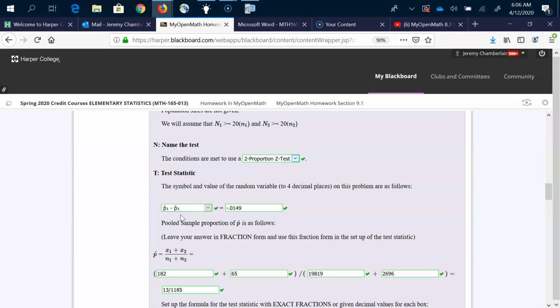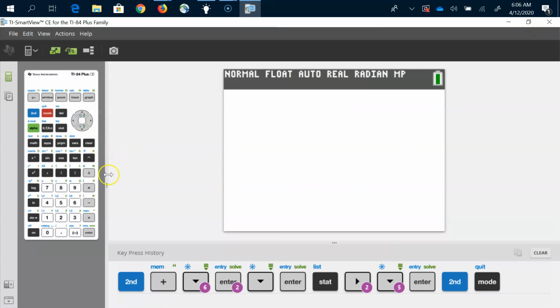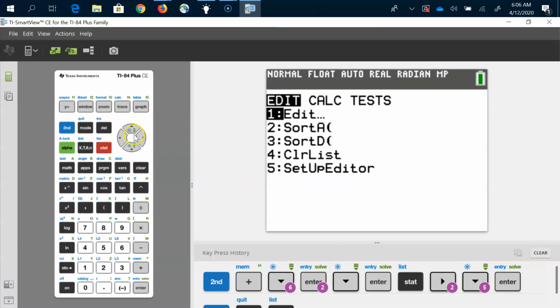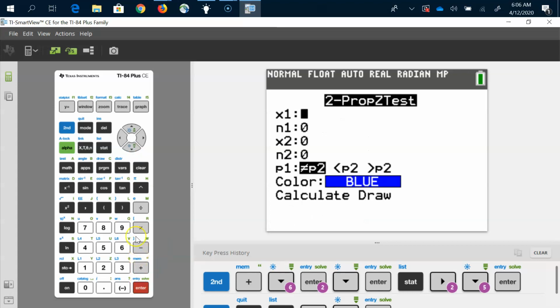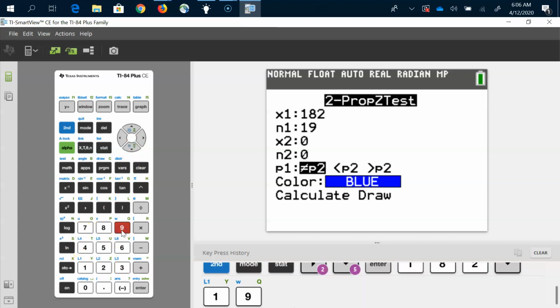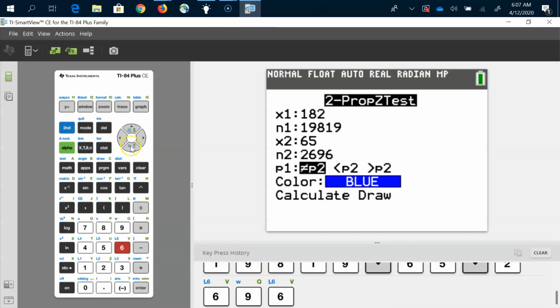And this is where I'm going to jump to the calculator to show us how I got this. I'll go to Stat, Tests, 2-prop z-test, and we had 182 out of 19,819, and we had 65 out of 2,696. And my alternative hypothesis had a less than symbol in it.